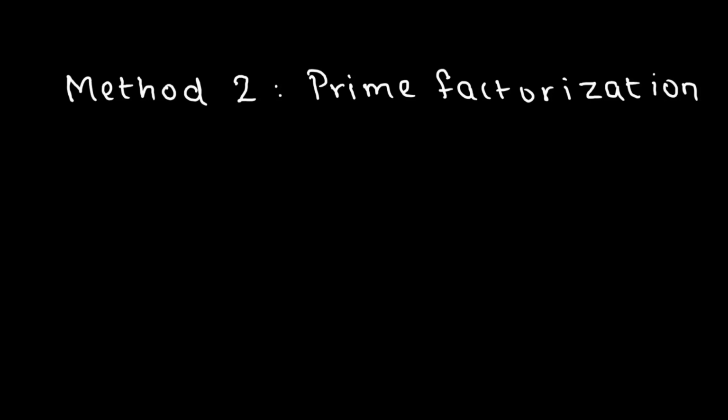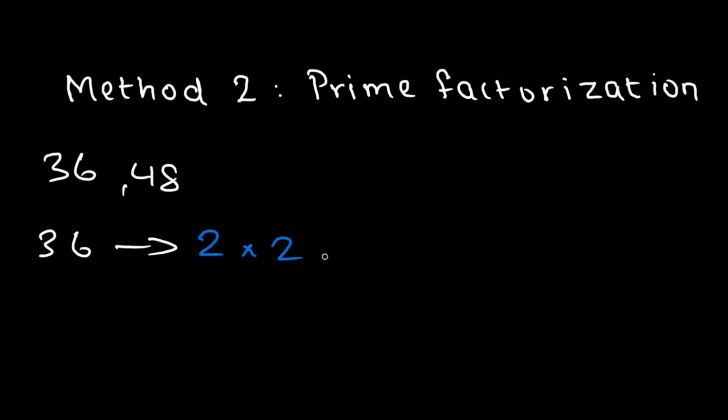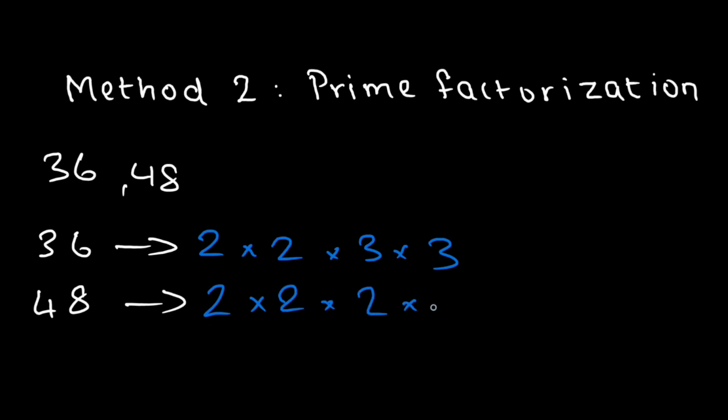We'll use the numbers 36 and 48. The prime factors of 36 are 2, 2, 3, 3. And the prime factors of 48 are 2, 2, 2, 2, and 3.